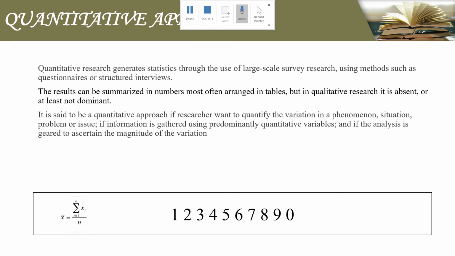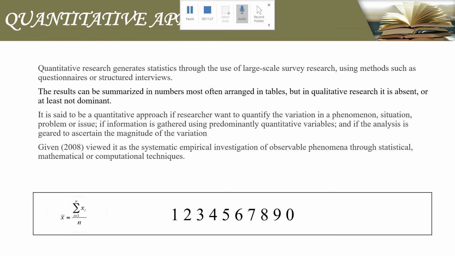If there is a case and you want to study to know the number of people involved, the number of them who have died or the number of them that survived, any research that deals with numbers, that deals with quantitation, that deals with variation. According to Gibbon 2008, he viewed quantitative approach as a systematical, empirical investigation of observable phenomena through statistical, mathematical, or computational techniques.